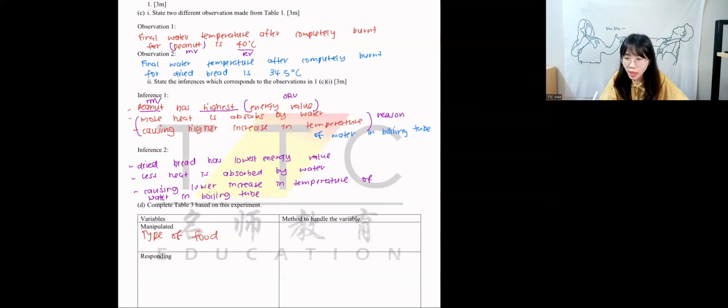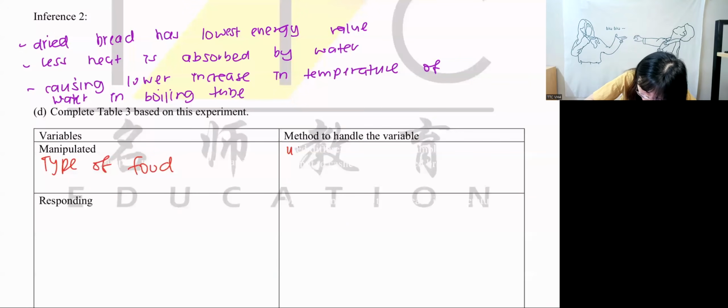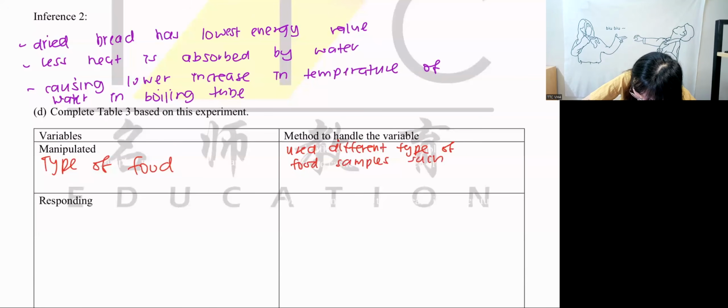Correct. We have to use the word use different. Very good. Use different type of food sample, such as we have peanut, cashew nut, and dry bread.